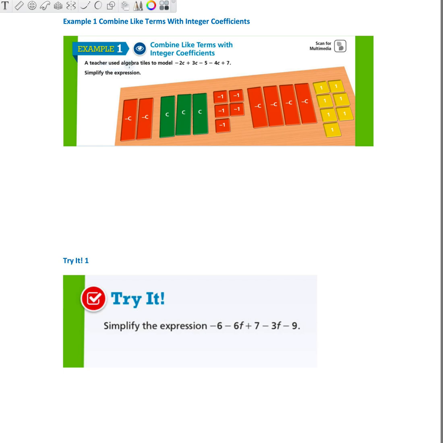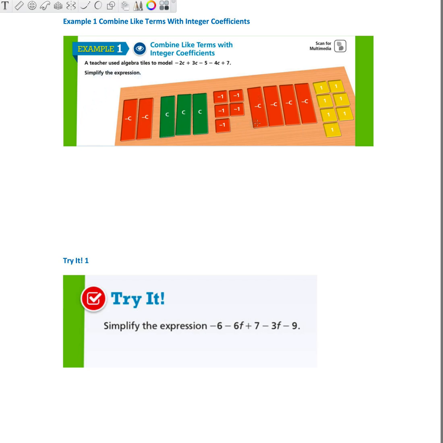It says a teacher used algebra tiles to model negative 2c plus 3c minus 5 minus 4c plus 7. And so here's a picture of it. This negative 2c is represented by 2 negative rectangles, or 2 red rectangles here. The plus 3c, there are 3 green rectangles. Then we have minus 5, that's 5 little negatives here. And then we have minus 4c, and so there's 4 red rectangles. And then we have plus 7, and since this is plus instead of minus, they use a different color. It's 7 little yellows here.